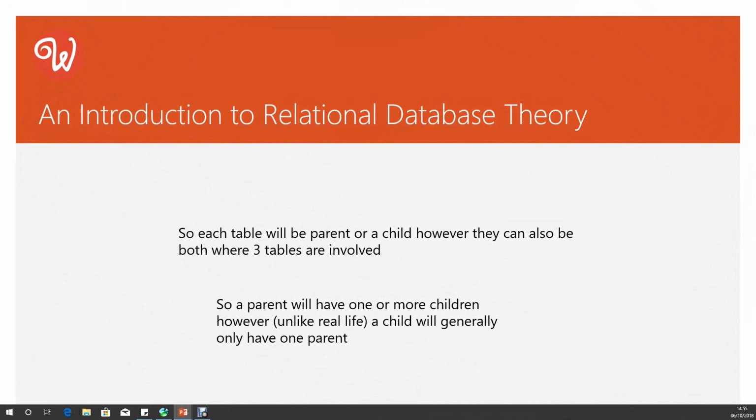So each table will be a parent or a child, and can also be both a parent and child where 3 tables are involved, and we'll see an example of that later. So a parent will have 1 or more children. However, unlike real life, a child will generally only have 1 parent.